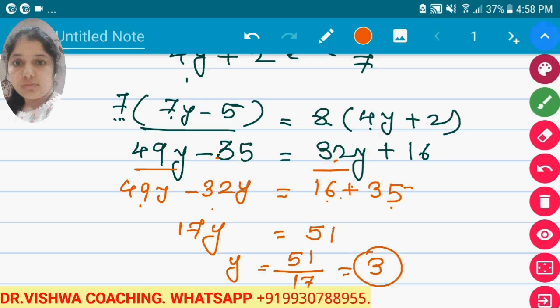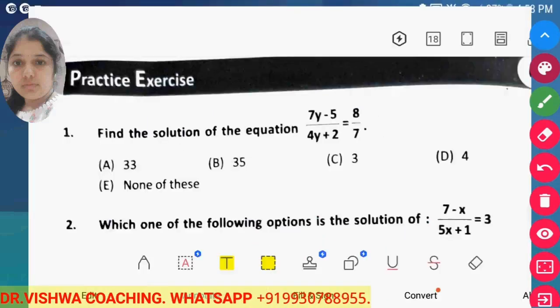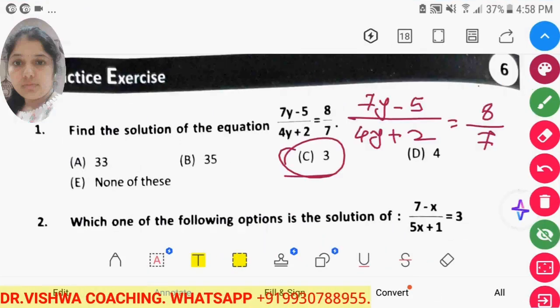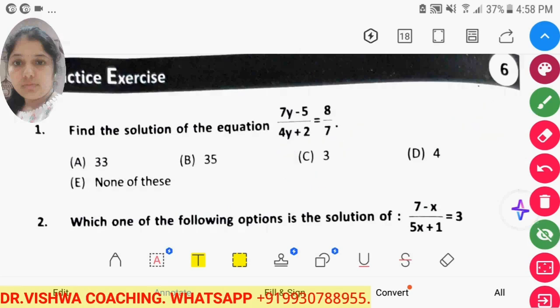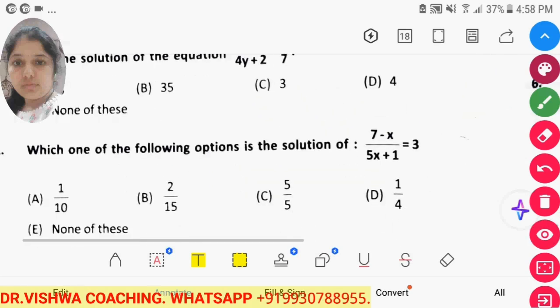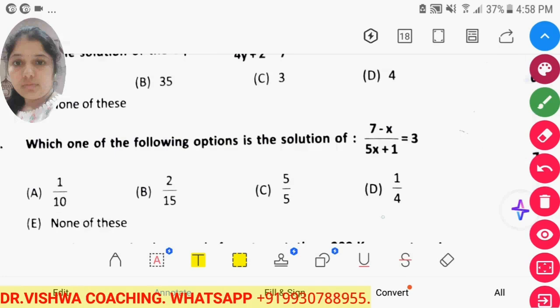So see, where is your answer? y is equal to 3. Option C gives us the answer as y is equal to 3. So this is your answer. Now the next question: which one of the following options is the solution of the given equation? Now you have to do the same thing as we did in the first problem. Cross multiply. So 7 minus x is multiplied with 1, means it remains as it is, and 3 is in multiplication with 5x plus 1. And multiply and solve and find the value of x.